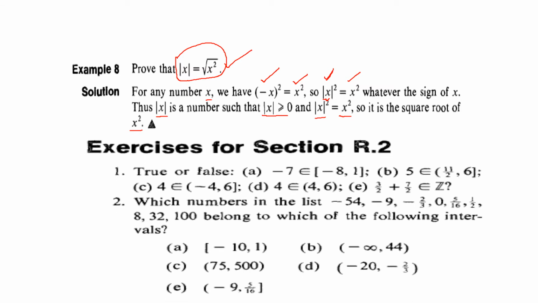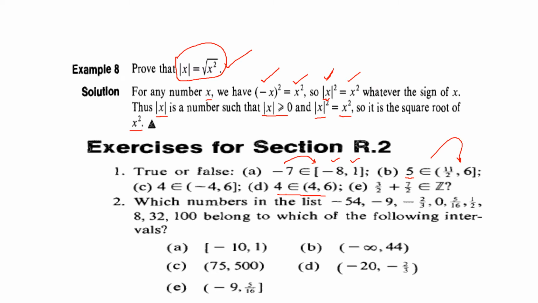Here are some questions and you have to answer these questions. There is an interval with the endpoints -8 and 2. Is it true that -7 lies in this interval? And similarly, what about 5? Is 5 a member of this interval? Does 4 lie in this interval or not? And similarly in D, 4 belongs to this interval. Is it true or not?